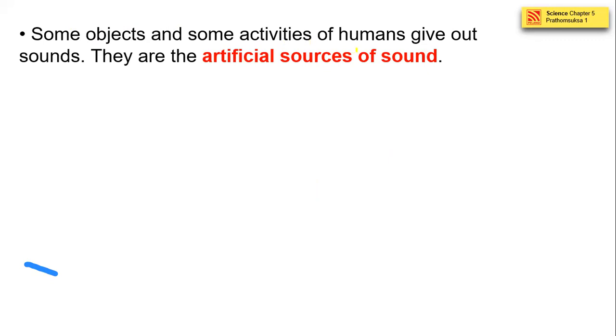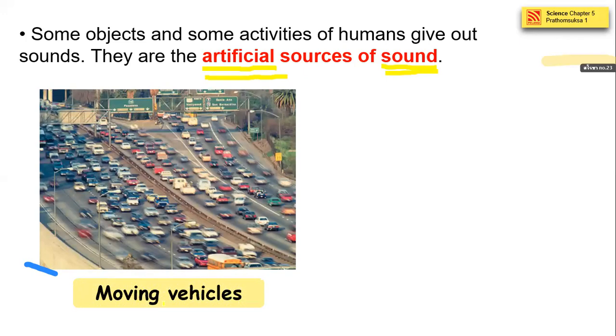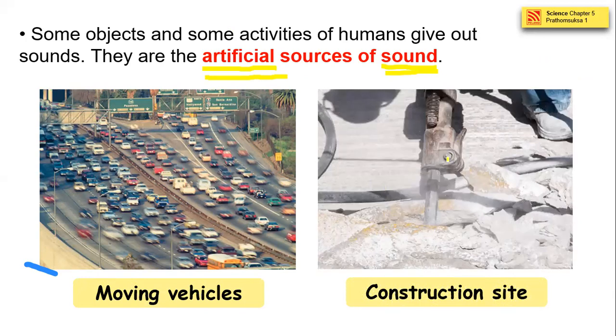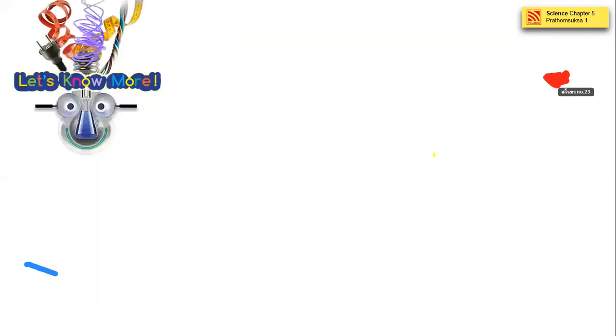Things that people can make in a big factory are artificial. Artificial sound from vehicles like cars. Cars are artificial. Or construction, when they break up rocks with the machine, that is artificial. Or when we play a trumpet or bang on a drum, they're all artificial.